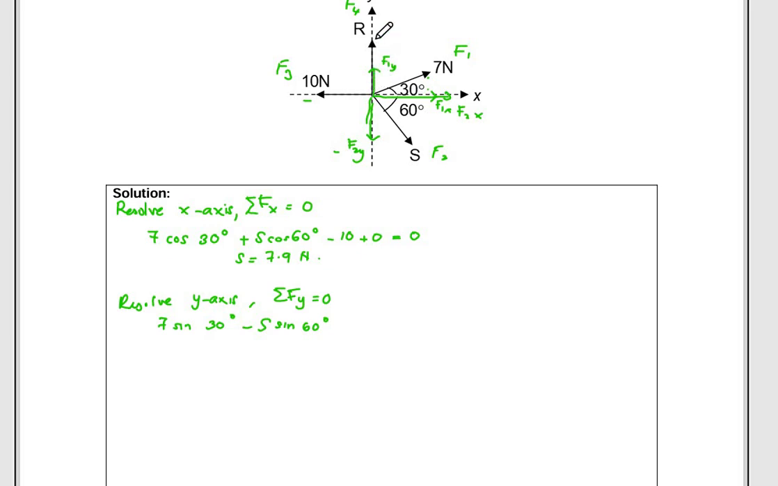Okay, so ada lagi dekat atas ni. Dia tambah lah. Okay, yang ni kosong. Yang nombor 3, kosong. Okay, yang nombor 4 itu adalah R, FR. Sama dengan kosong. So, S tadi 7.9. So, saya tambahkan saja dalam ni. 7 sin 30 minus 7.9 sin 60 plus R is equivalent to 0. So, R akan dapat 3.3 Newton.